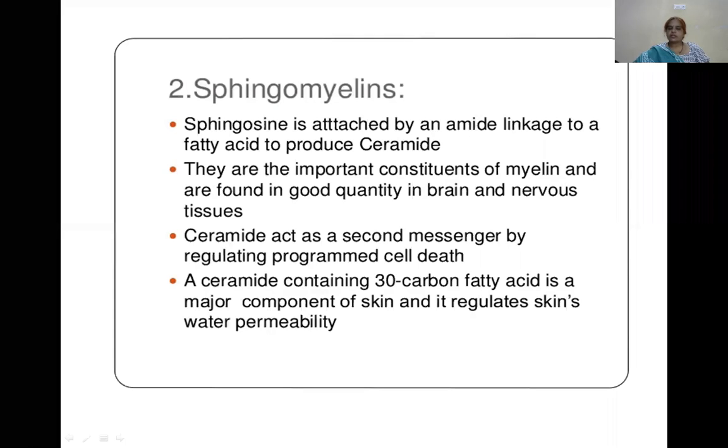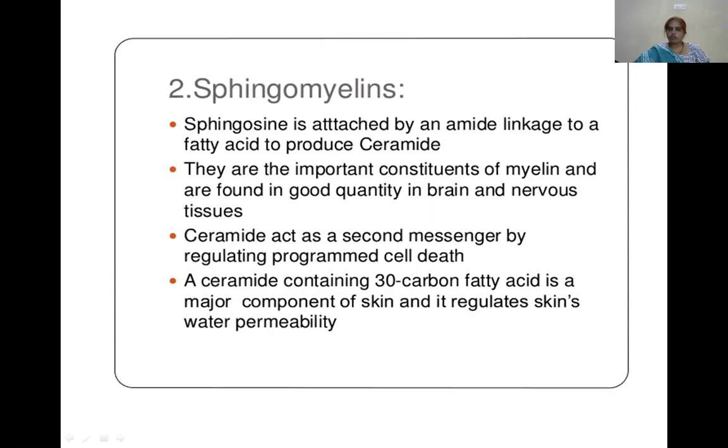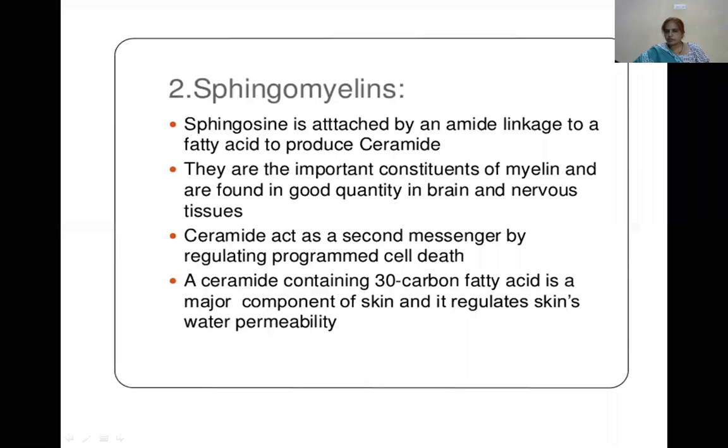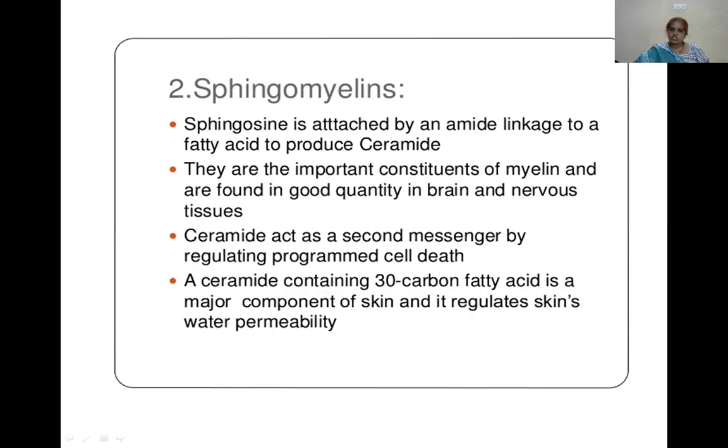Sphingomyelin is an important constituent of the myelin sheath, and it is also found in good quantity in brain and nervous tissue. And also this ceramide acts as a second messenger.